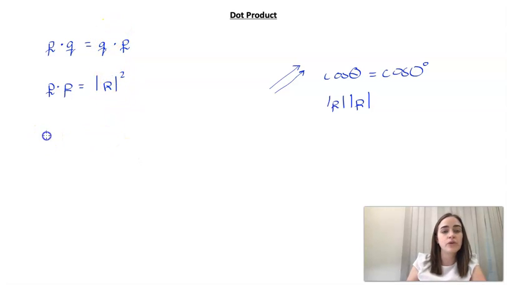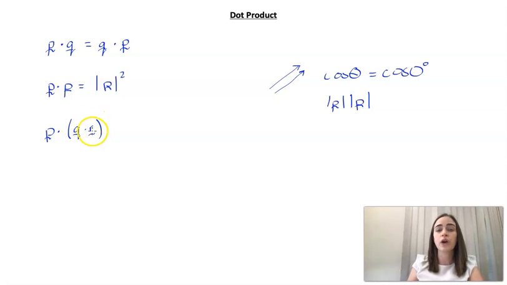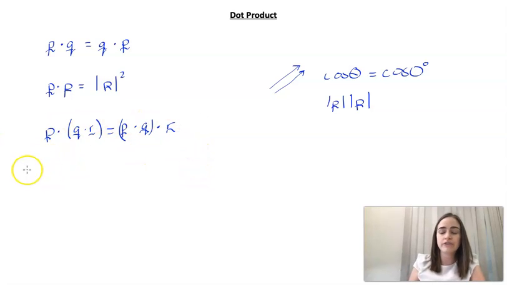Okay, the next one is what we call the associative law. So if I've got 3 vectors, p, q, and r, if I take the dot product of q and r, and then I take the dot product of that with p, it doesn't actually matter what order I do that in. So I could do the dot product of p and q first, and then take that with the dot product of r. So that's associative.